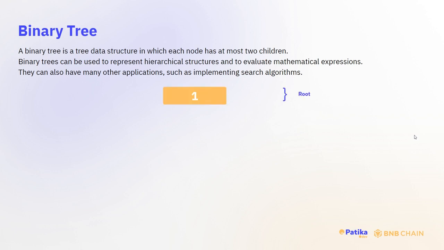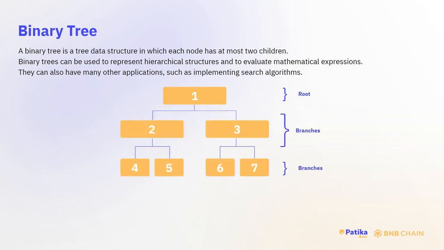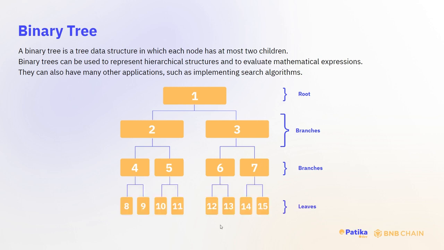So here we have a root, and this root can have at most two children called branches. And these branches can have children called other branches. If the branches do not have any children, these are called leaves.